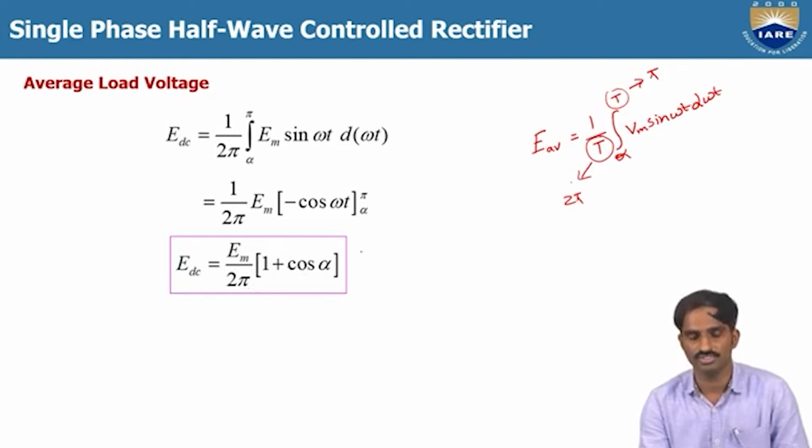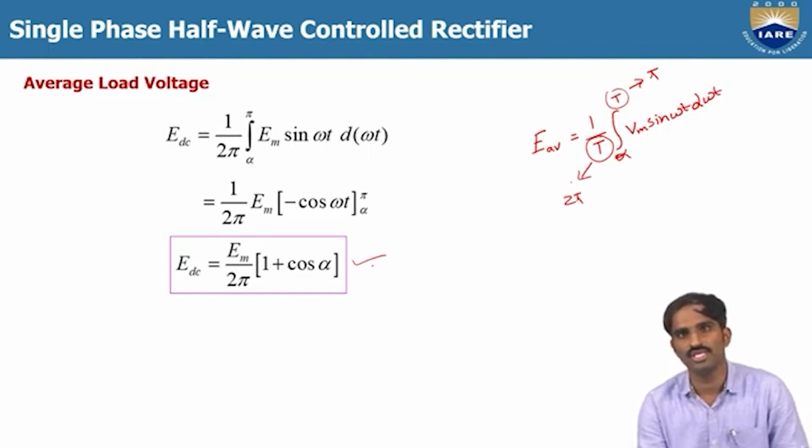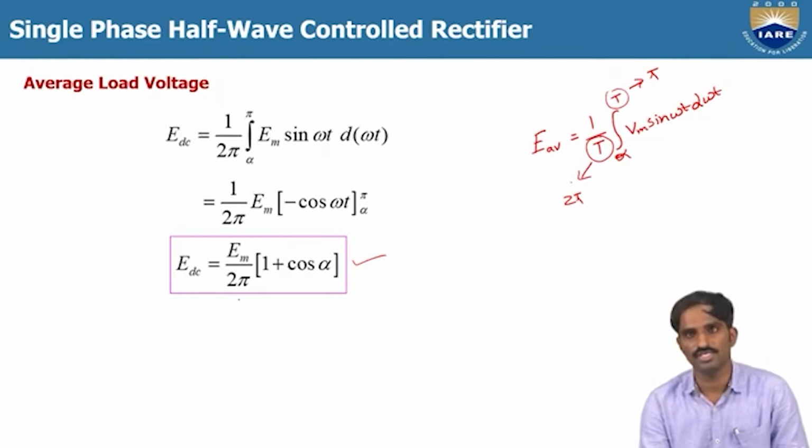This is the standard equation, so everybody should remember this one. What is the average load voltage of a single phase half wave controlled rectifier with R load? E DC is equal to Em by 2 pi into 1 plus cos alpha.